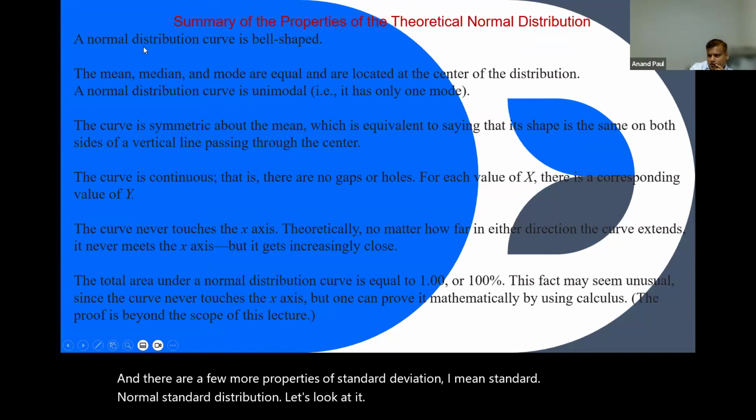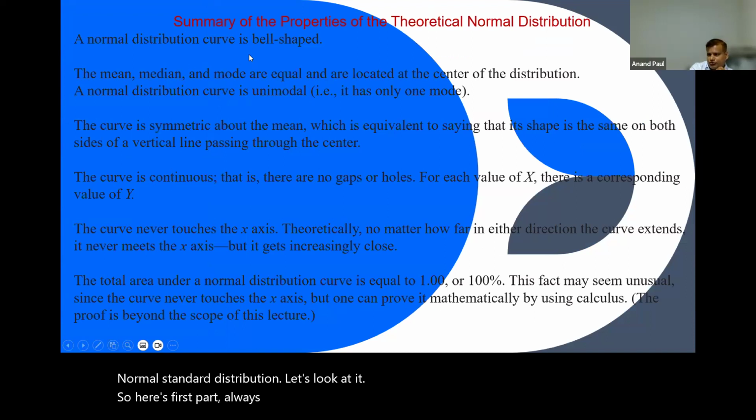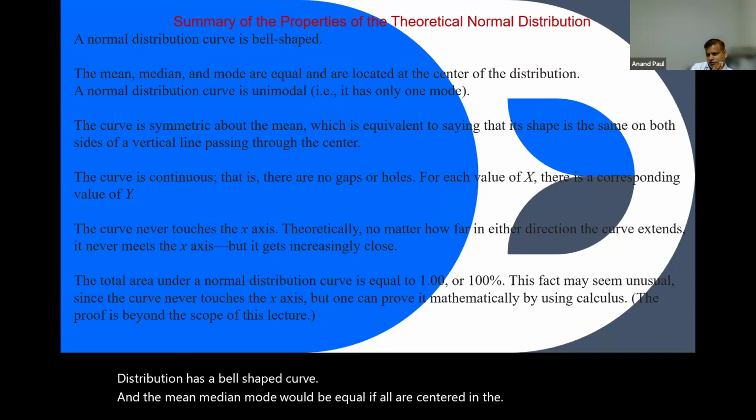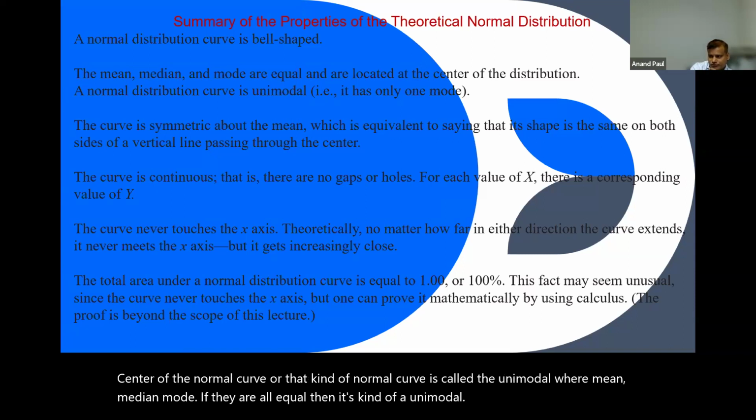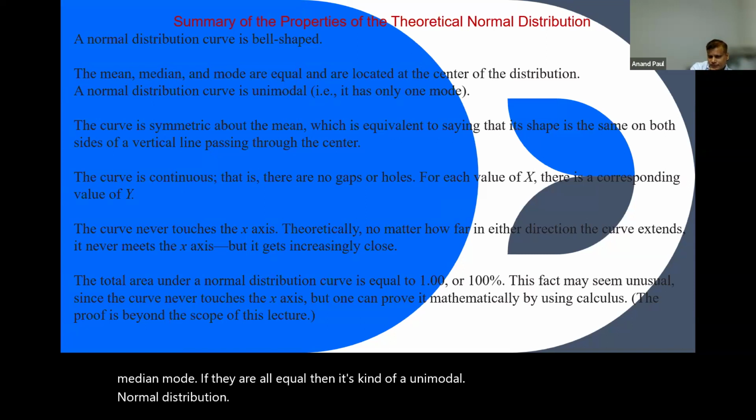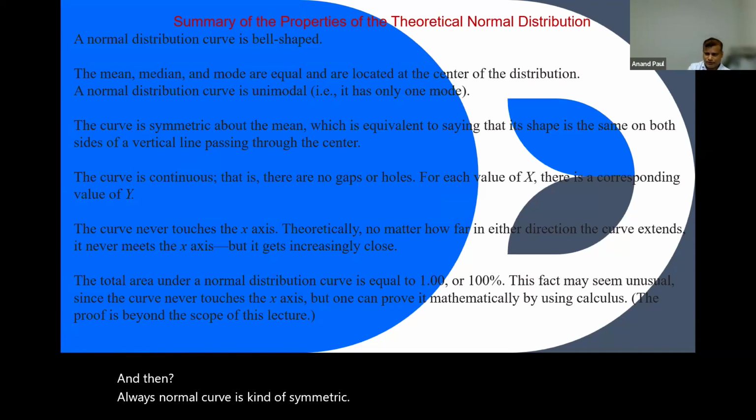So here's the first part. A normal distribution always has a bell-shaped curve, and the mean, median, and mode are equal if all are centered in the center of the normal curve. That kind of normal curve is called unimodal, where the mean, median, and mode are all equal. It's a unimodal normal distribution. And the normal curve is always symmetric. The left side of the curve and the right side of the curve are equal.